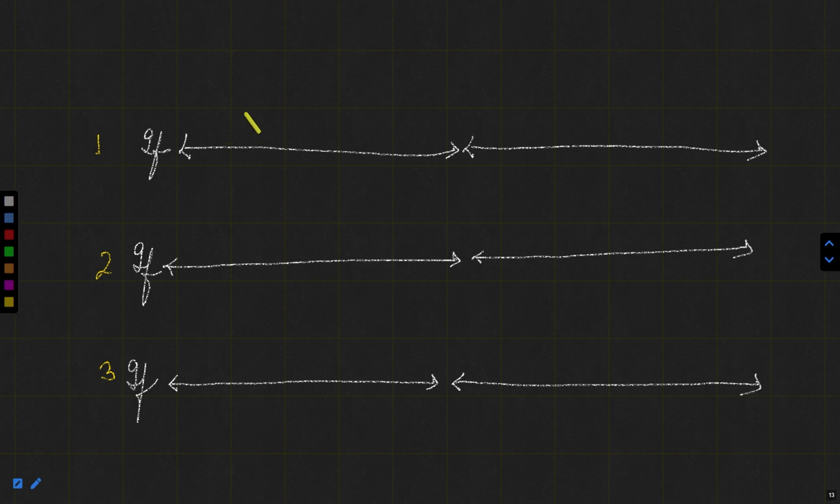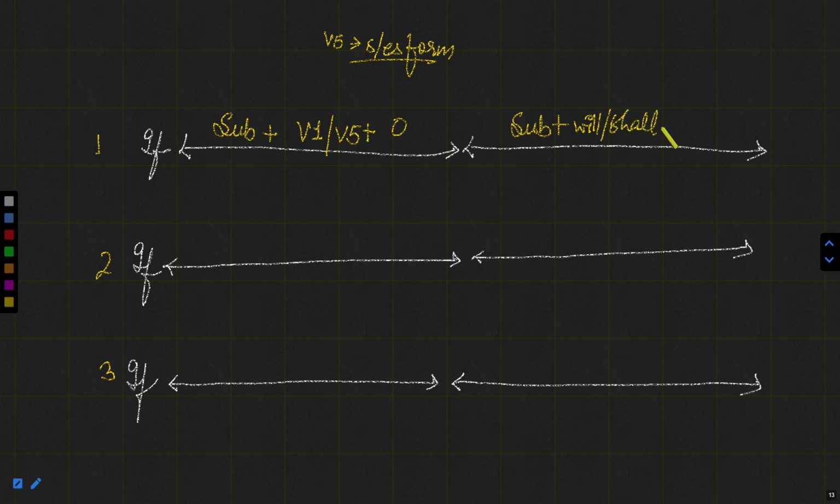So in the first type of condition, we have subject plus verb first form or verb fifth form. Fifth form means S or ES form, that we call the singular form of the verb. After that we have object. And in the remaining part we have subject plus will or shall, that is a modal, and after that verb first form. What the meanings of these conditions are, you can see in the chapter of conditional sentences, you can learn it from there.